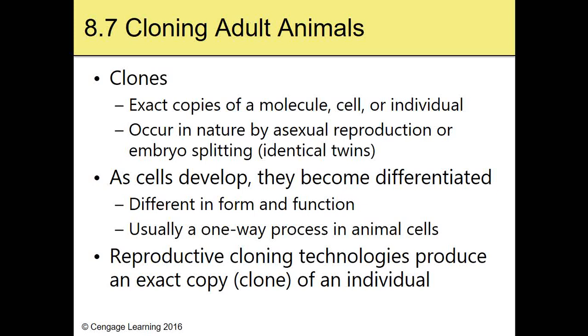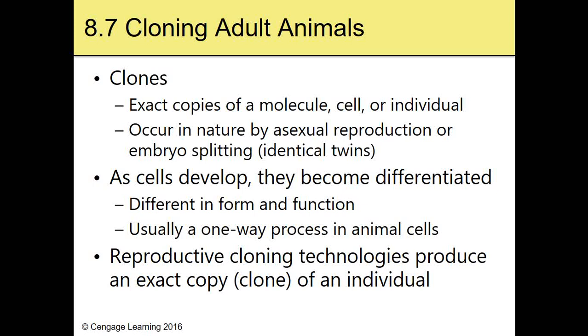So one of the other fun things that we can do with DNA is we can clone things. Cloning means that you make an exact copy of a molecule, a cell, or an individual. This can occur in nature with asexual reproduction. When you've got a planarian worm, for example, you can chop them in half, and each half will turn into a clonally identical adult. So basically what you've got is two individuals that are exactly the same. So cloning means you've got an exact copy of an individual.